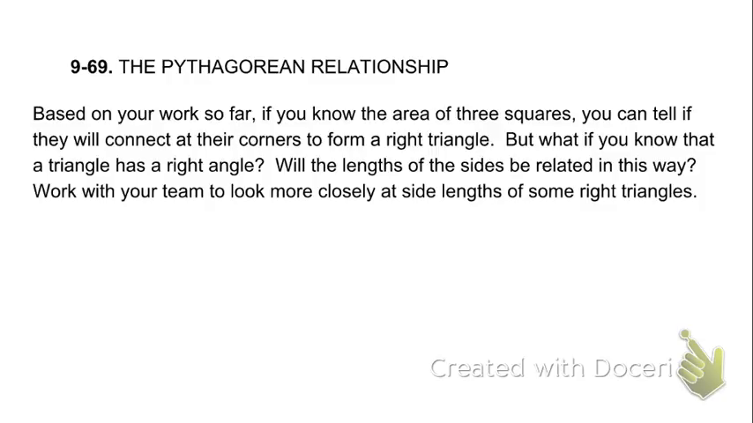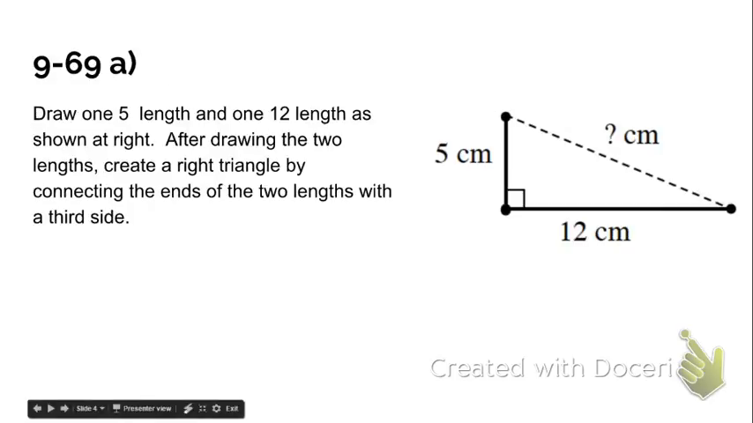Work with your team to look more closely at side lengths of some triangles. This is really going to require that you've got your paper in front of you. On your paper, use the grid lines on it to draw a triangle that has one length that goes straight down and is 5 squares down. The other should go 12 squares across.